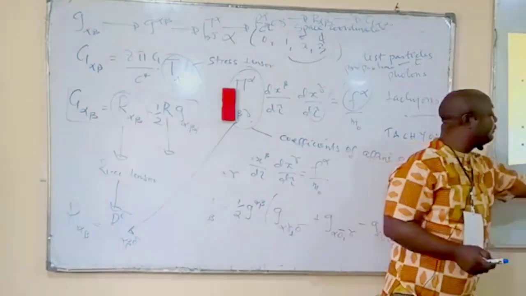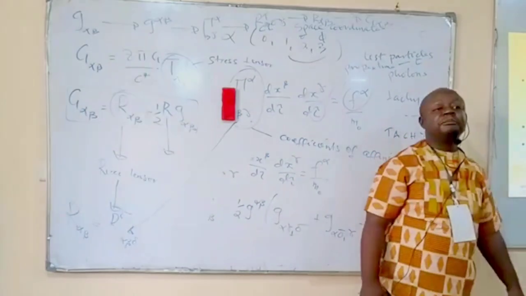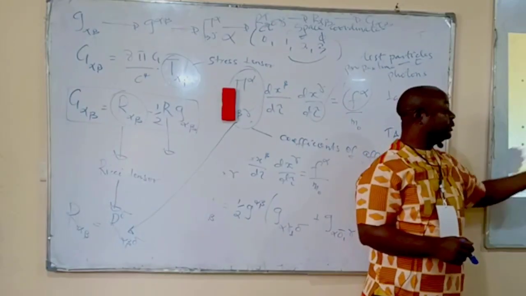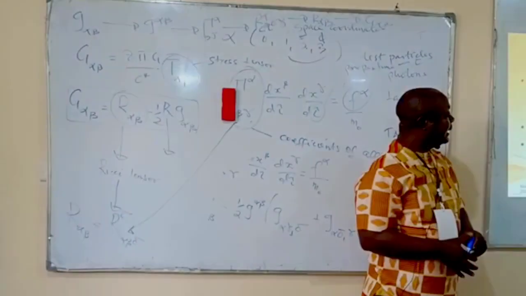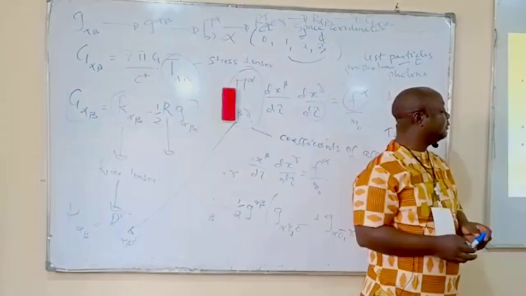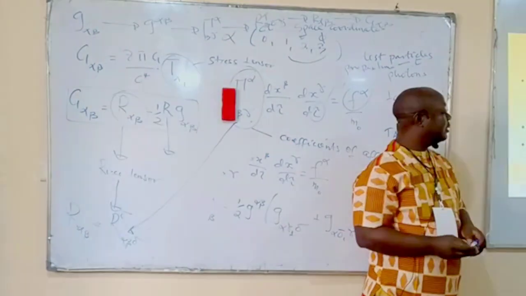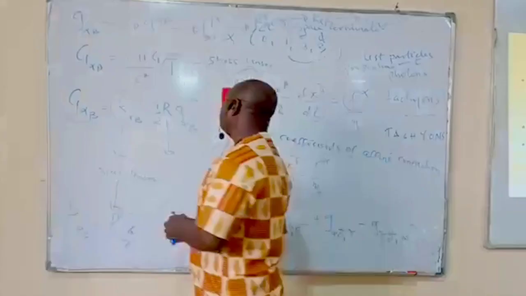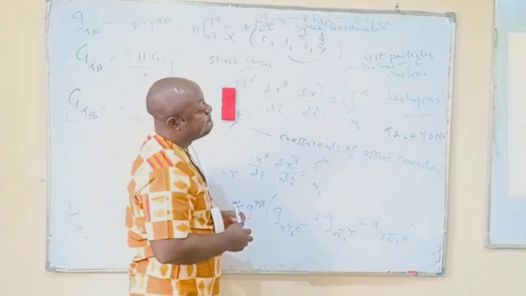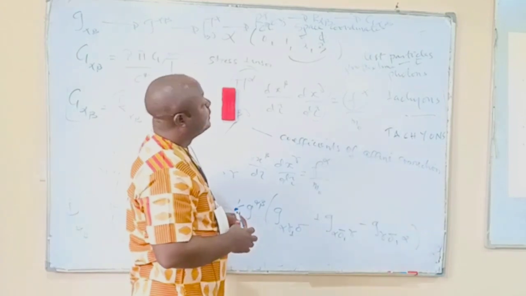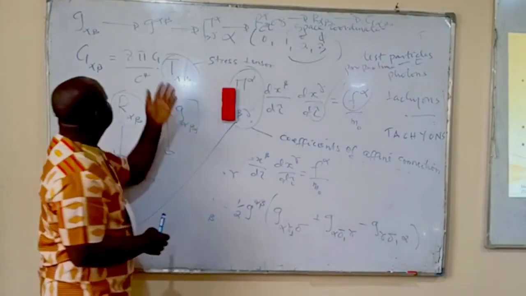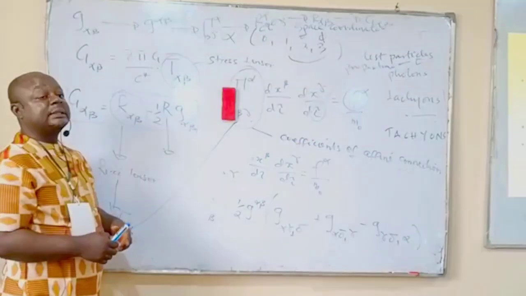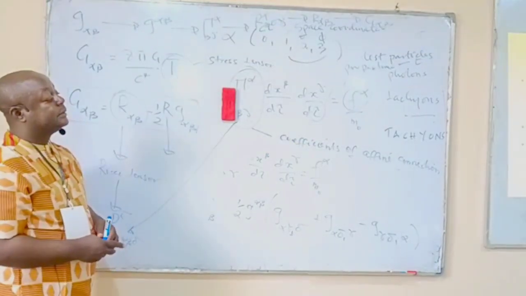Okay, and then you have pressure. P0 is what we call the proper pressure, and rho 0 is what we call the proper density. C is just the speed of light. Okay, so we have that. The other things are just constants.